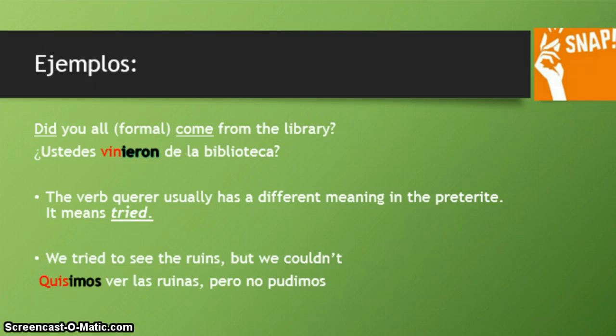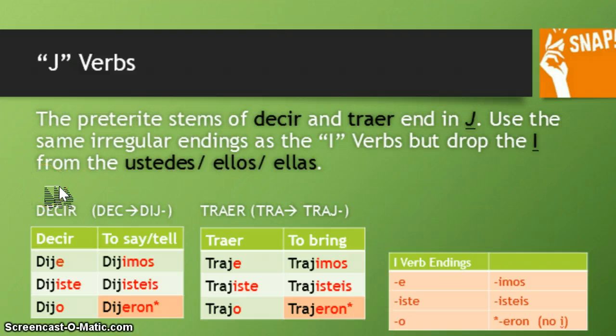Remember that with querer, we have a little bit of a change in meaning. This usually means to want. However, in the preterite, it takes on a new meaning of tried. We tried to see the ruins, but we couldn't. Quisimos ver las ruinas, pero no pudimos. So remember, querer being an I verb, my stem changes to QUIS. If we're working with the nosotros form, my ending is imos, just like it was in the present tense. Qué fácil. We're going to finish up with our J verbs.